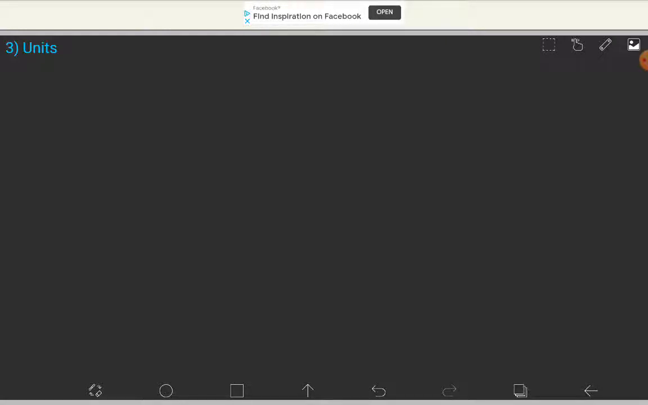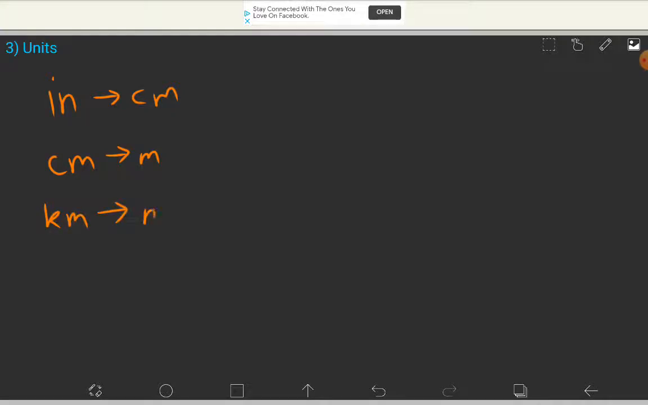So you're going to want to know your basic conversions. Usually it won't be going from something confusing like inches to centimeters. It's usually going to be like centimeters to meters, or kilometers to meters, or feet to inches, more similar to each other. And so you're going to want to remember your basic unit conversions.